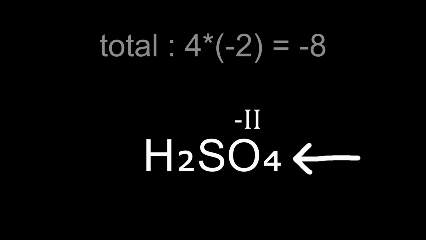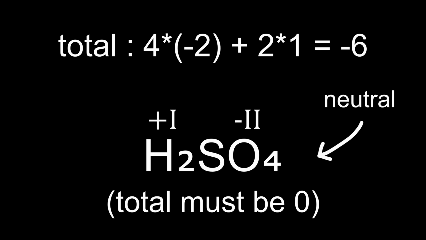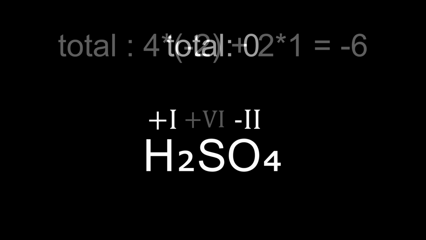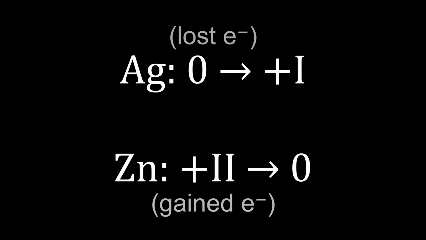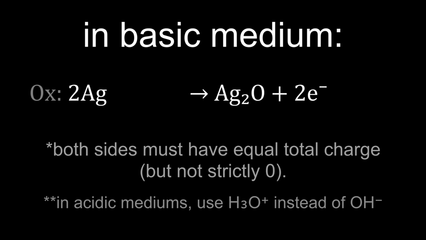For example, in sulfuric acid, we have four oxygens, which totals negative eight, we have two hydrogens, which brings the total to negative six, and since the whole molecule is neutral, sulfur must have an oxidation number of plus six. Just by looking at the oxidation numbers of reactants and products, you can deduce the flow of electrons, which gives you these equations. If redox reactions happen in acidic or basic solutions, you can balance out the charges with ions and fix the stoichiometry with water.